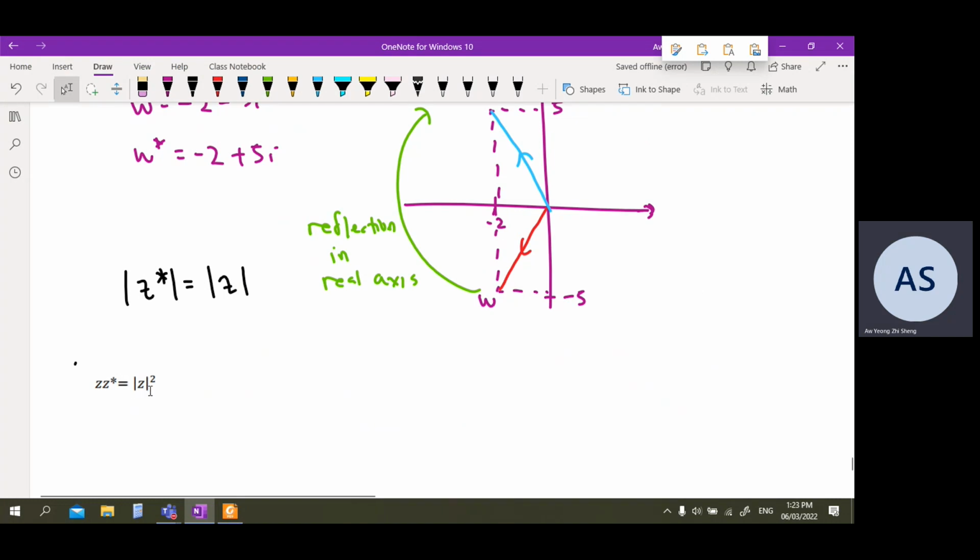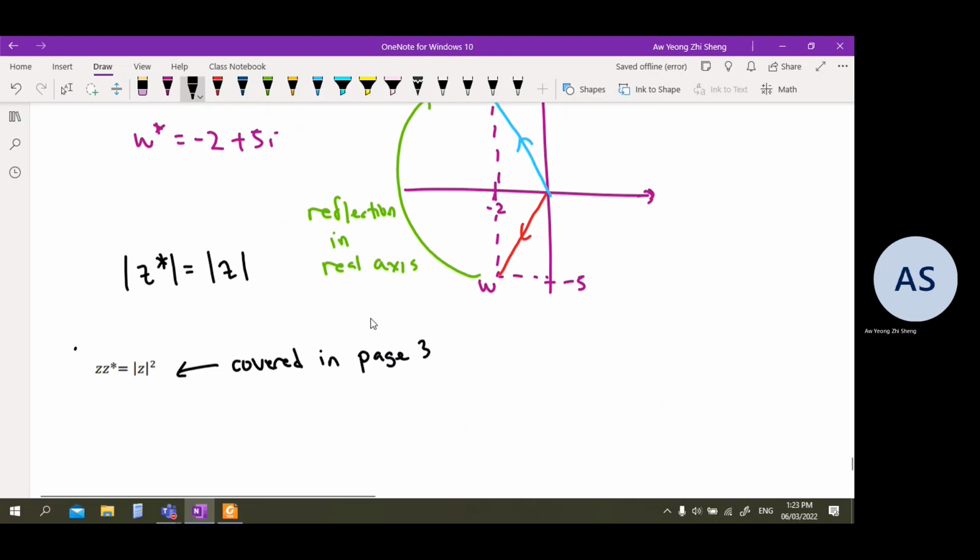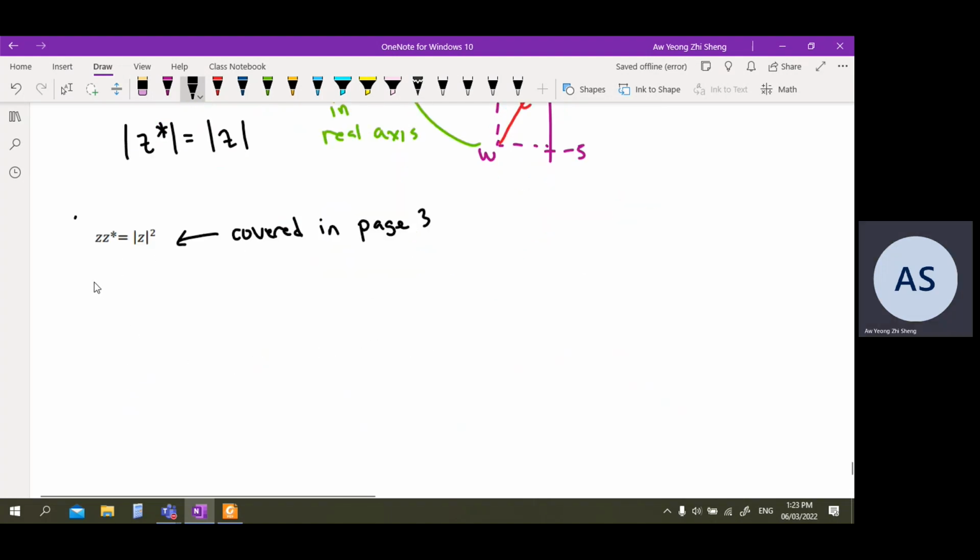z times z star gives you modulus of z squared. This one is actually something that we have covered on page 3. So for example, let z be x plus yi, where x and y are real numbers, then z star would be x minus yi.